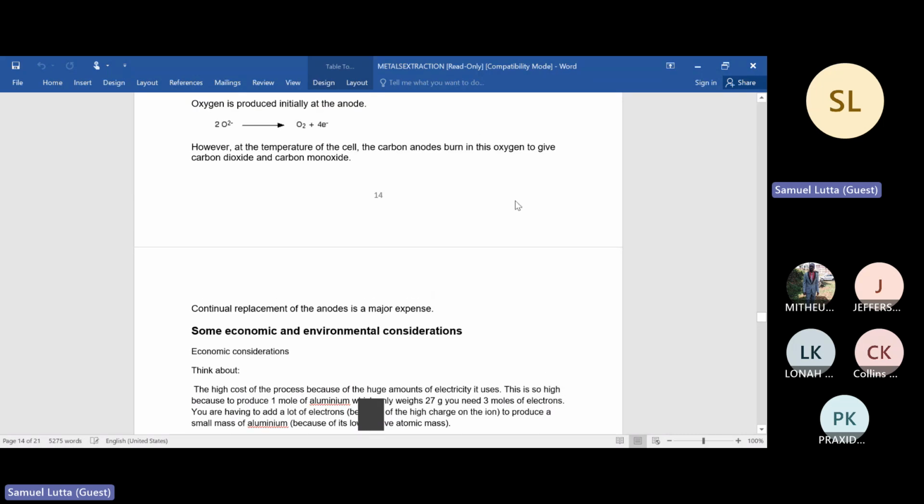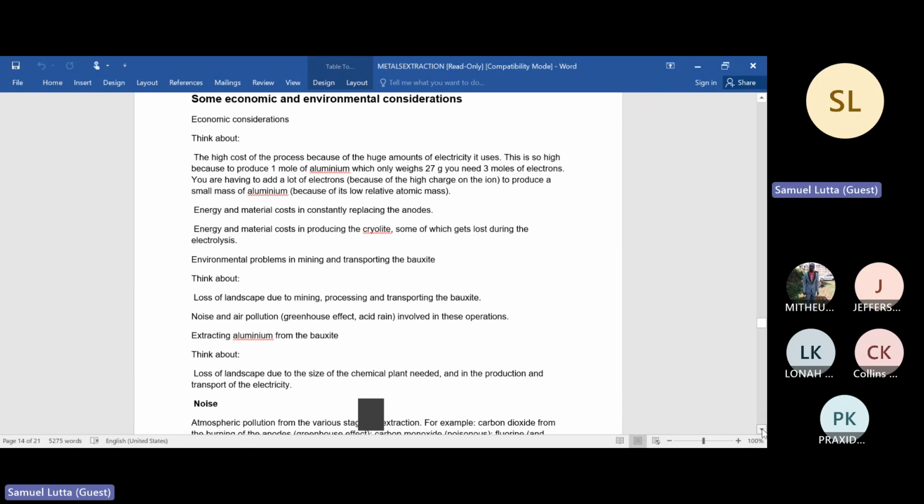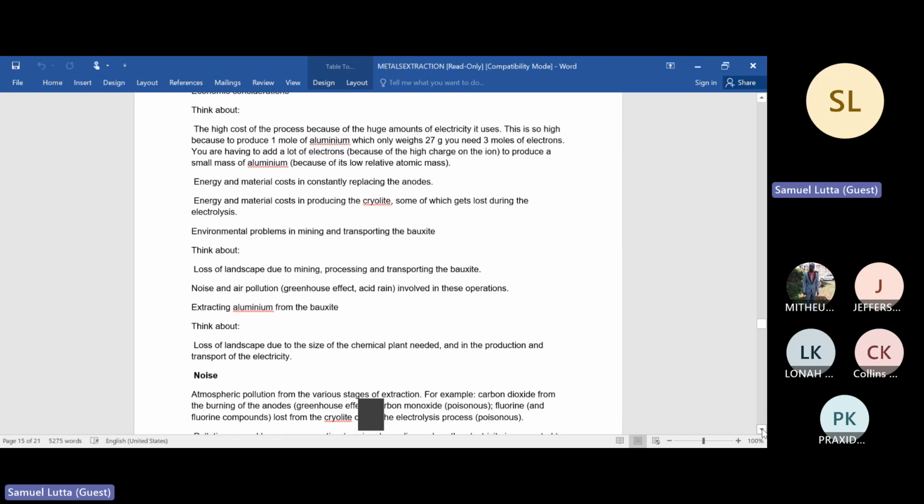And also we know that when this reaction occurs, we also produce carbon dioxide and also some carbon monoxide in the presence of less amount of carbon. What we see here is what to consider. We have talked about the same process, that to produce aluminum, you need 3 electrons. That means a high amount of electricity. So it's quite expensive to produce this material.